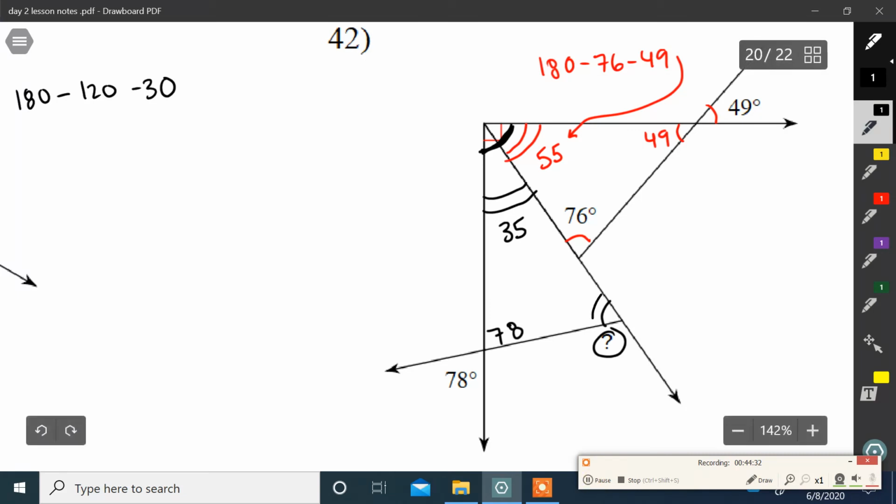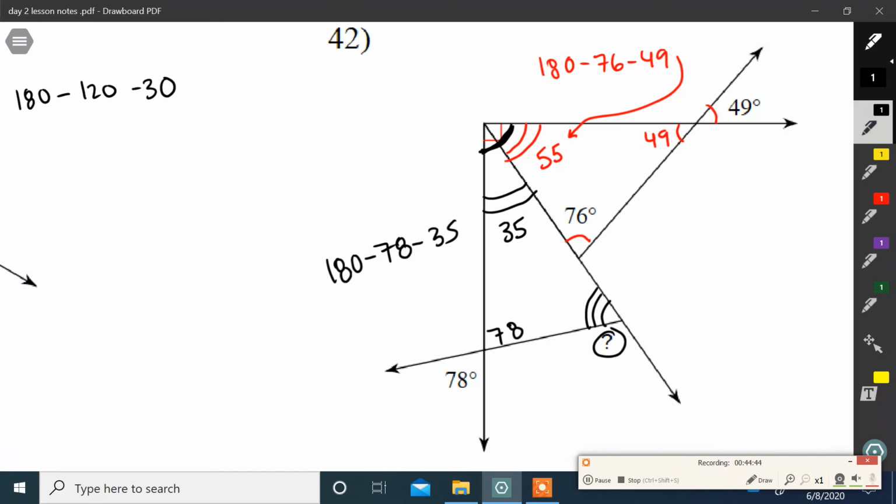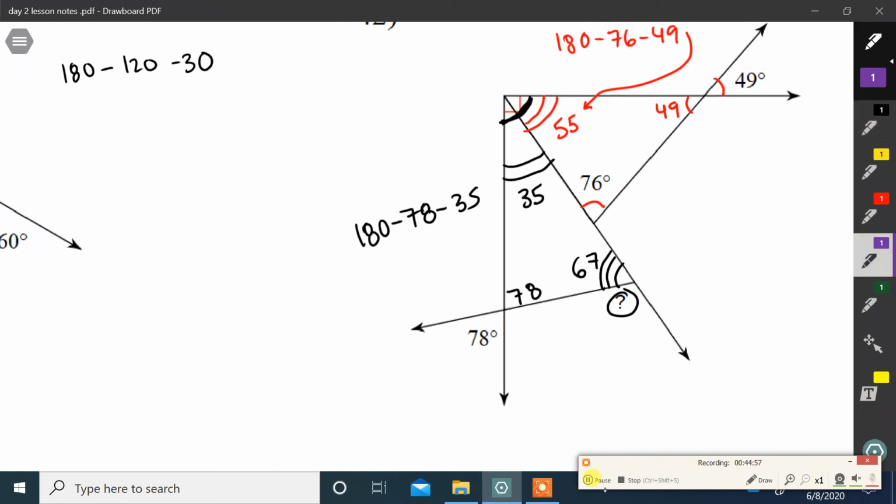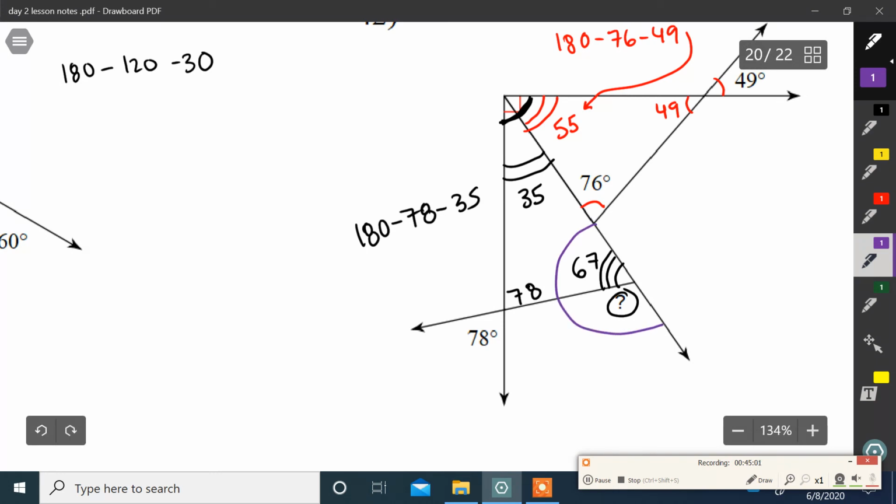How do I find this guy right here? Simple. I'm going to subtract 180 minus 78 minus 35. So I have 180 minus 78 minus 35. This right here is going to be 67. Now, how do I find that missing question mark? Well, I know that all of this adds up to 180. So I'm gonna subtract one more time 180 minus 67. That's gonna be 113, and that is your final and ultimate answer.